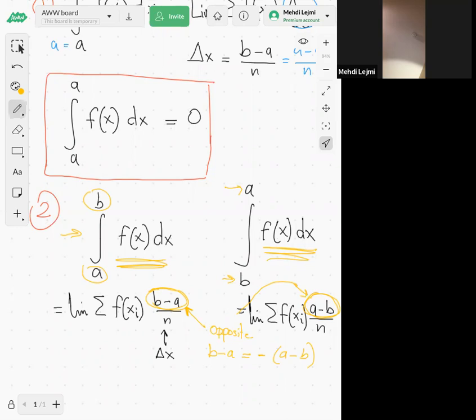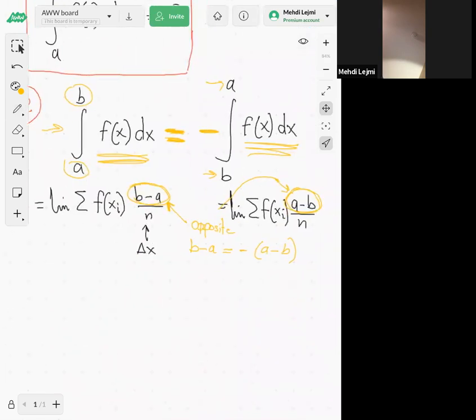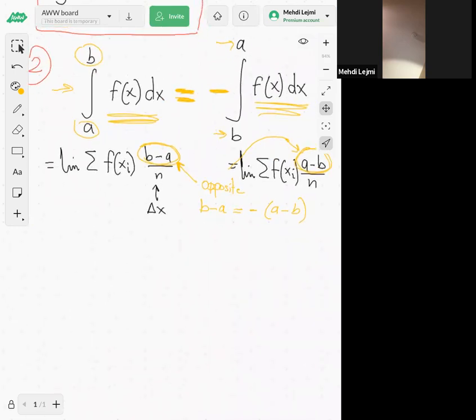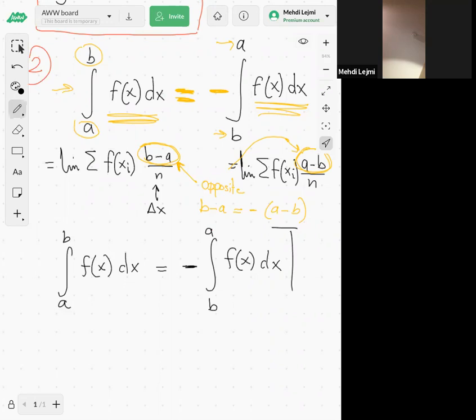So the conclusion is that the first integral is the opposite of the second integral. If you change the bounds, if you go from b to a instead of a to b, then there is a minus. They are opposites. Let me write it down. This is a very nice property: the integral from a to b of f of x dx is minus the integral from b to a of f of x dx. And you can deduce it from the definition.